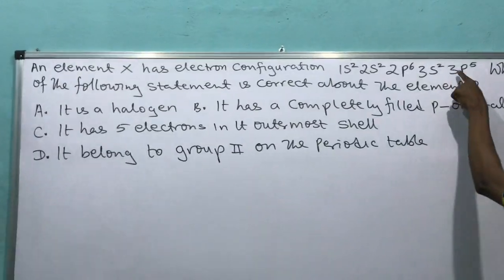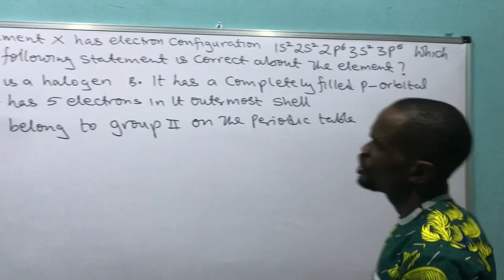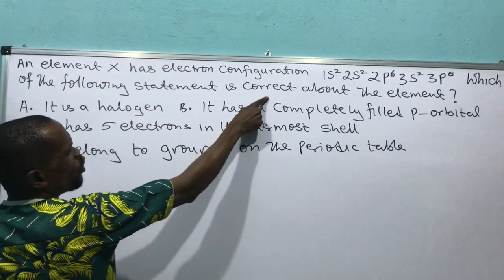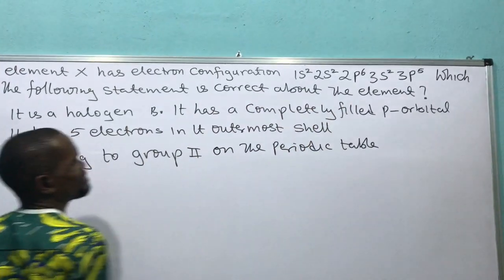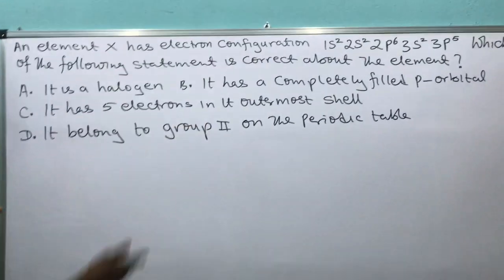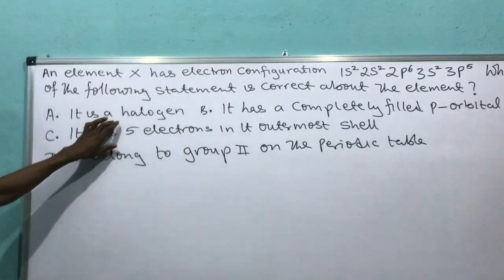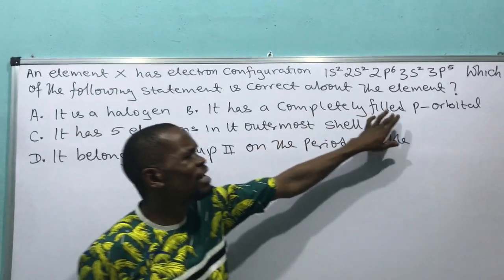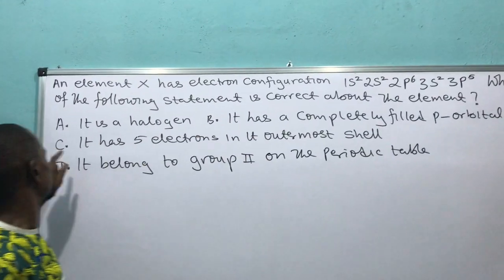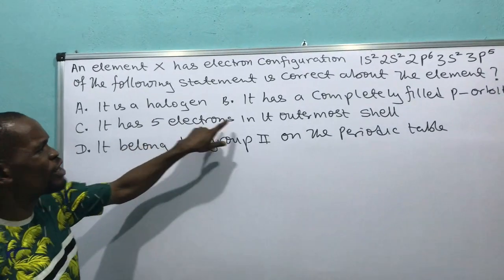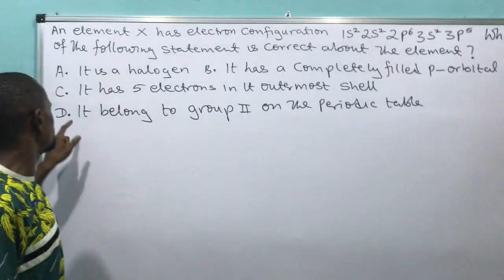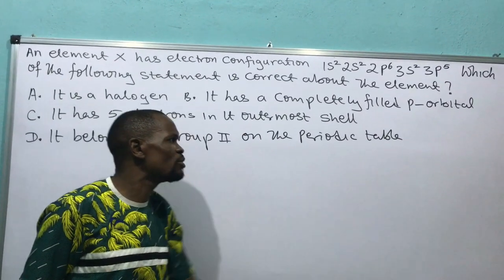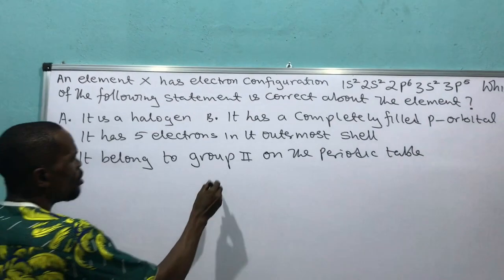An element X has electron configuration 1s2, 2s2, 2p6, 3s2, 3p5. Which of the following statements is correct about the element? A, it is a halogen. B, it has a completely filled p orbital. C, it has 5 electrons in its outer shell. D, it belongs to group 2 on the periodic table. I don't know. Let's go to the solution.